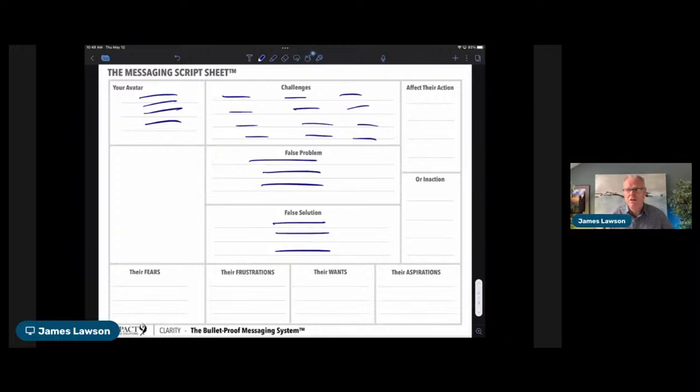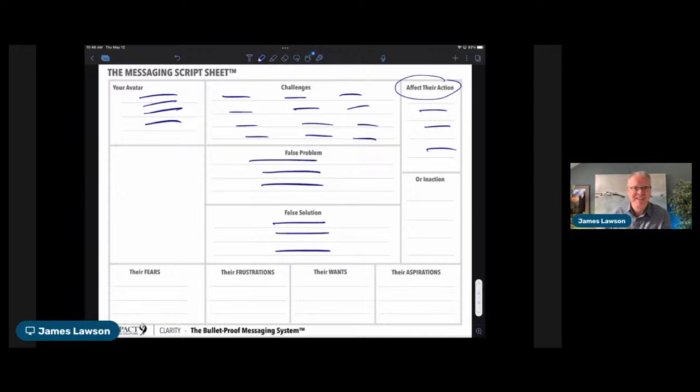So what we want to do is make sure that you're identifying the false problem that your prospect thinks they have and what solution they're applying to it that you know is the wrong solution. Now, there's other parts to this, right? We can talk about affecting their action. What's going to happen in a positive way if they take an action? The right action, the action that you want them to take. What is that going to look like? And we want to capture that.